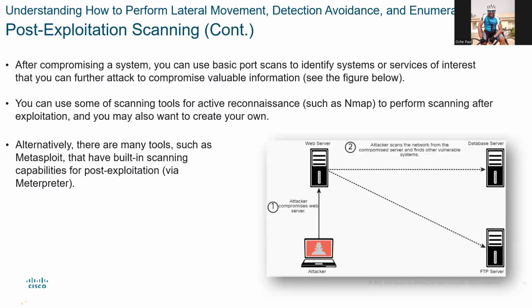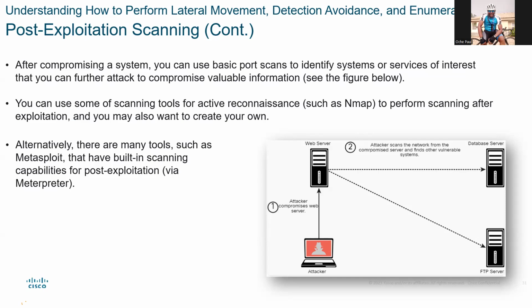So after compromising a system, you can use basic port scans to identify systems or services of interest that you can further attack to compromise valuable information, like in this case, right? The diagram there: this is a web server, there's a database server, and then there's an FTP server. All of them have some form of communication with each other.